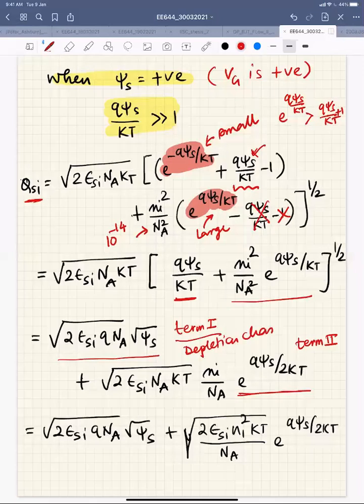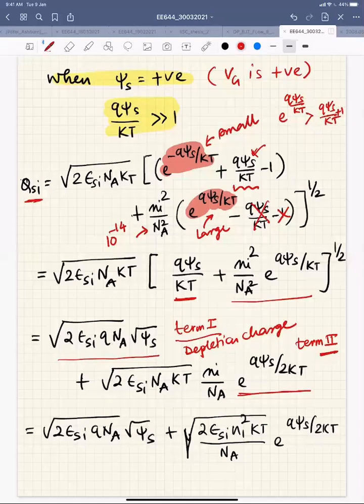If term 1 is the depletion charge, then when Vg is positive, your total silicon charge is depletion charge plus inversion charge. The moment you deplete the silicon, there are immobile charges, and that increases potential. So electrons start coming from source and drain. So the total charge in the silicon is depletion charge plus inversion charge. The second term is the inversion charge.